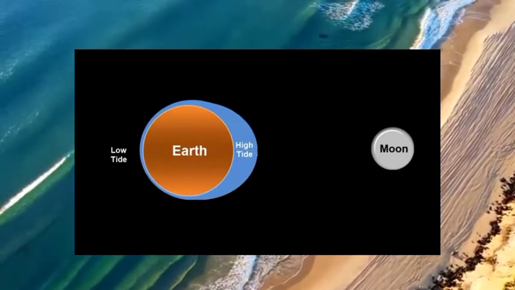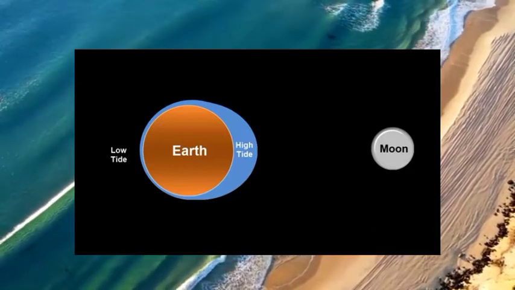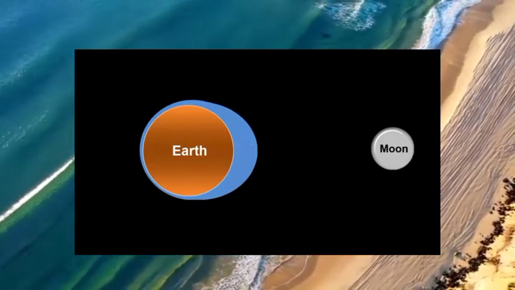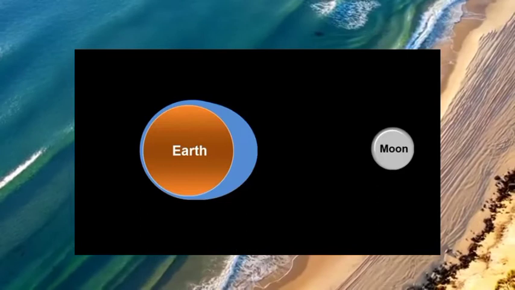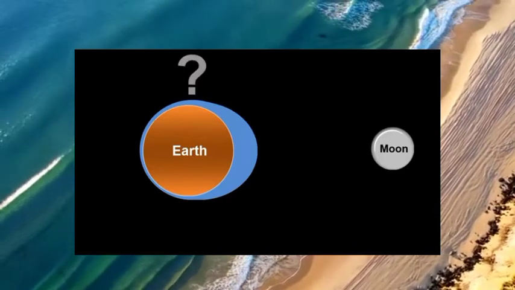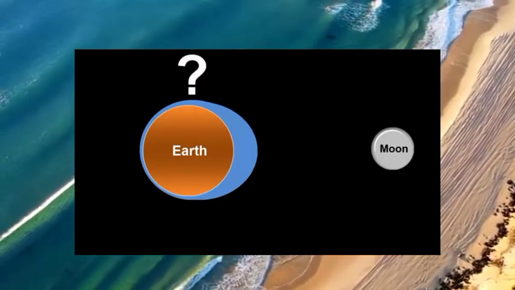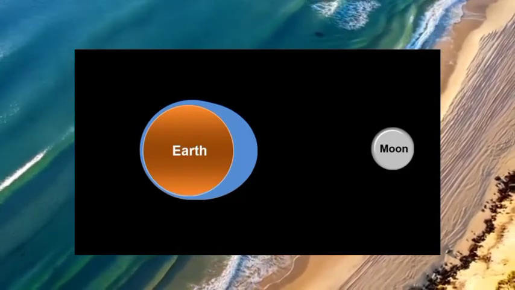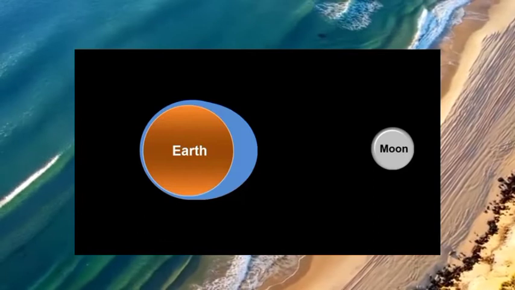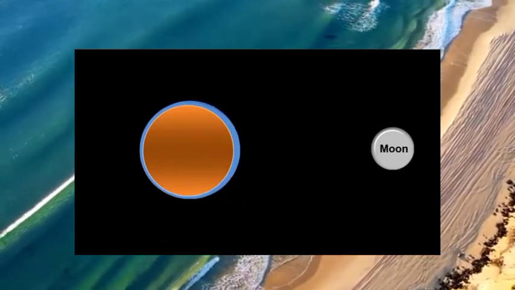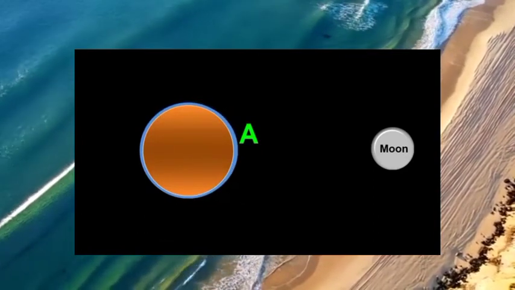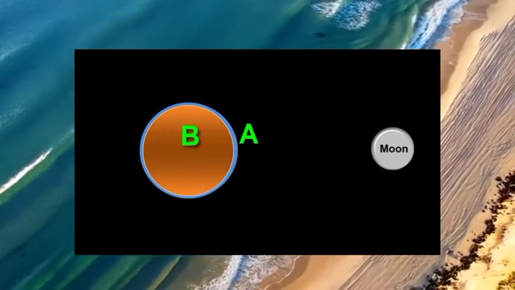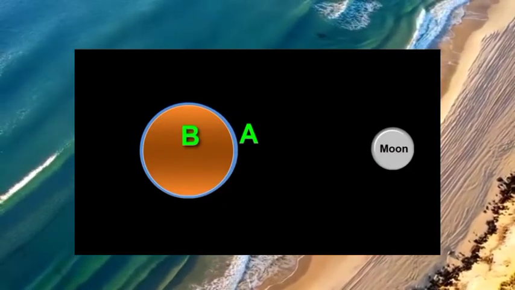Sun gravity and tides. The sun is so large that its gravity also affects tides. At times, the sun and moon pull together on Earth's waters in the same direction. At other times, they pull in different directions. Think, pair, share. Why does the moon's gravity affect tides more than the sun's gravity, even though the sun is much larger than the moon? The moon is much closer to the Earth than the sun.